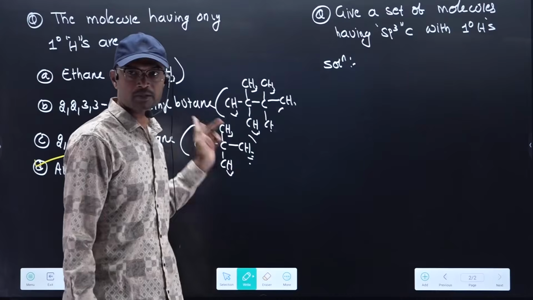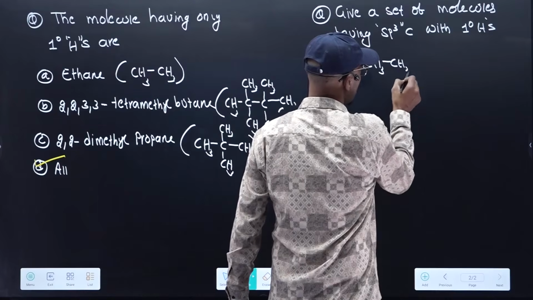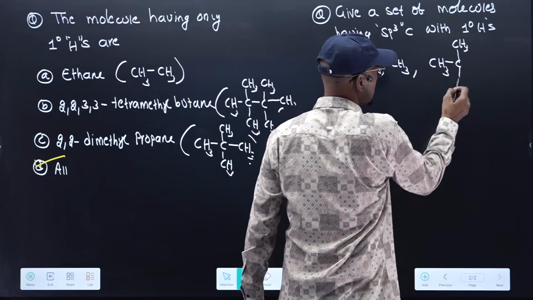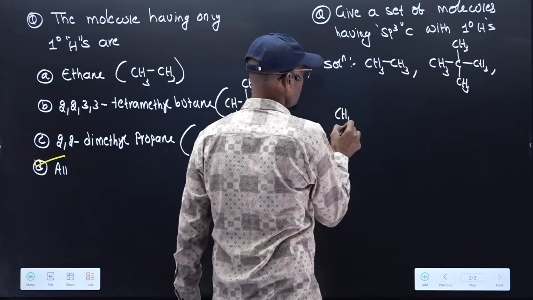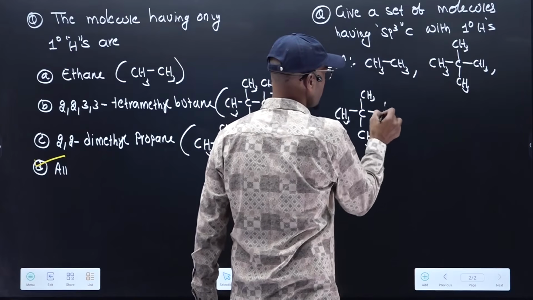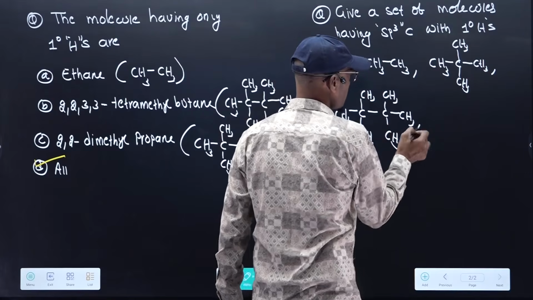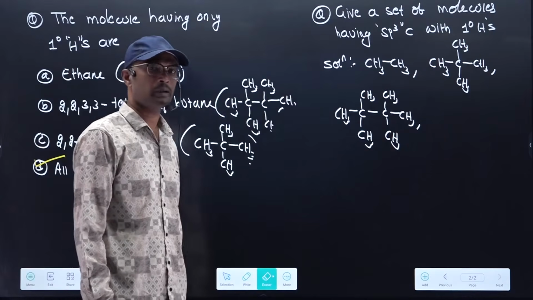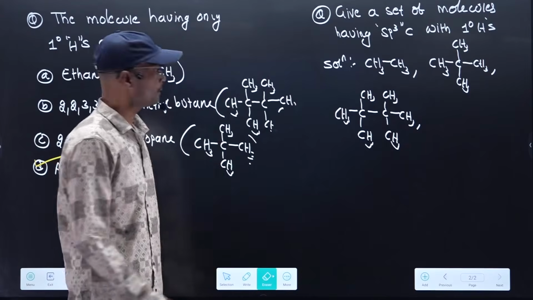Can I take these examples? Yes. Can I take ethane? Can I take dimethyl propane? Here methyl, and here one more methyl, and this is one more methyl. Can I take tetramethyl butane or not? Same example I am repeating, right? Can I take propane? No, they have sp3 carbon but they have secondary hydrogen. So don't take propane. Clear?